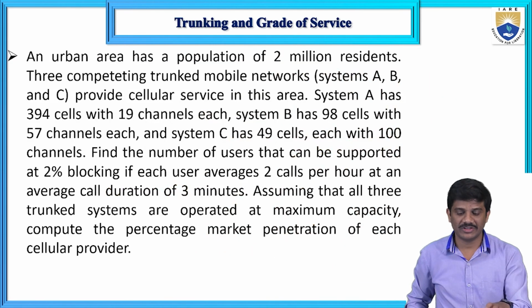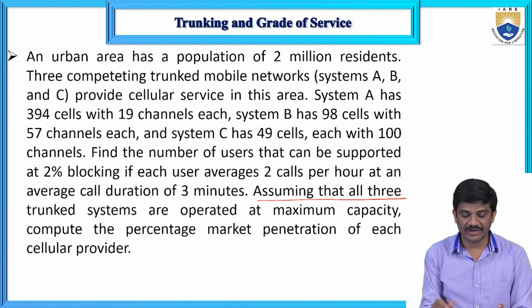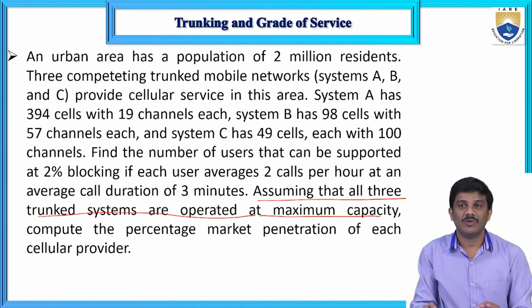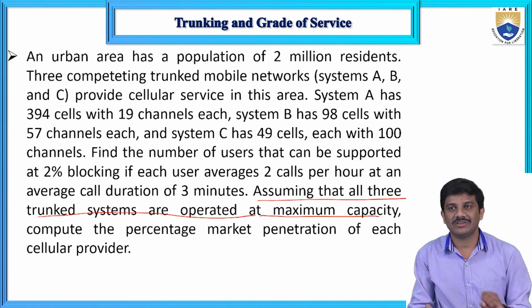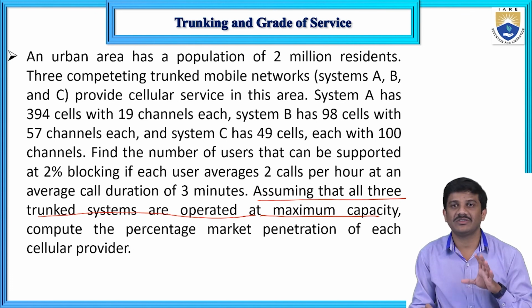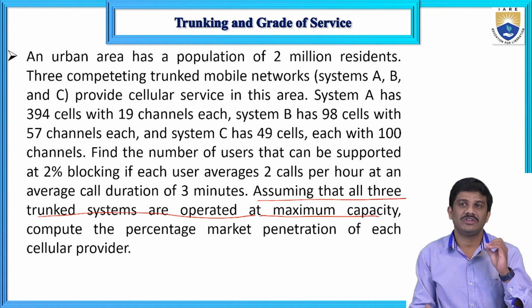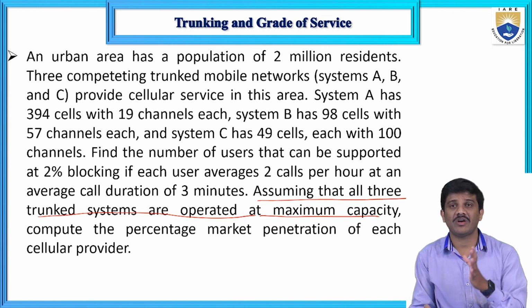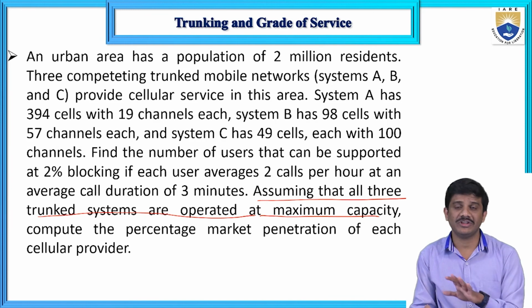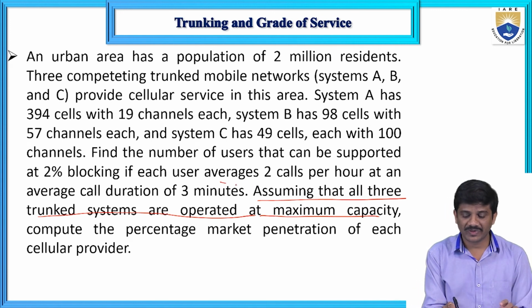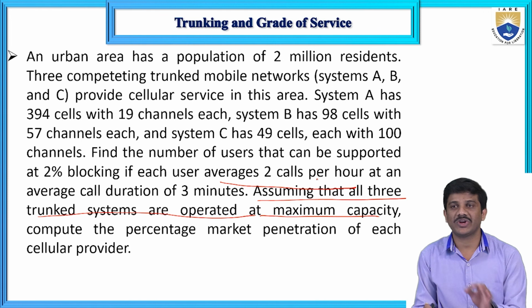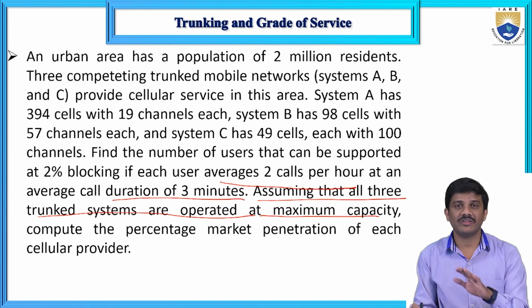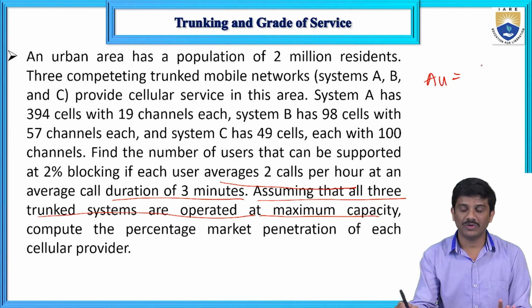You can see first of all what is asked in the question. They are assuming all three trunk systems operate at maximum capacity, that is, the total maximum capacity of the 3 trunk systems. First of all, they said 2 million population in one urban area. They give the service area of system A, system B, and system C, with how many channels and how many cells for each. They also gave that each user makes 2 calls per hour at an average call duration of 3 minutes. Then we can find AU, lambda H.